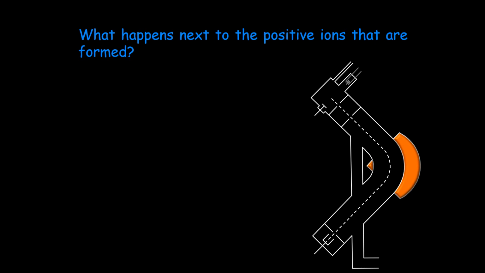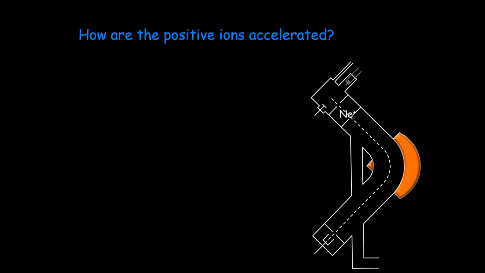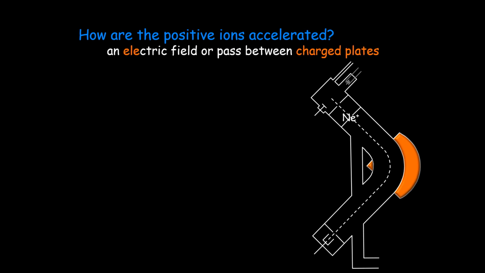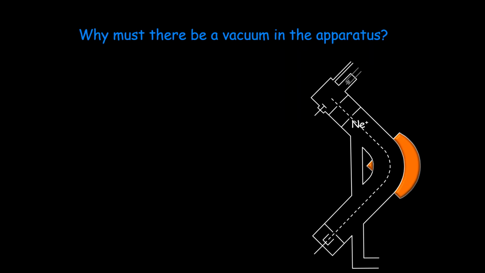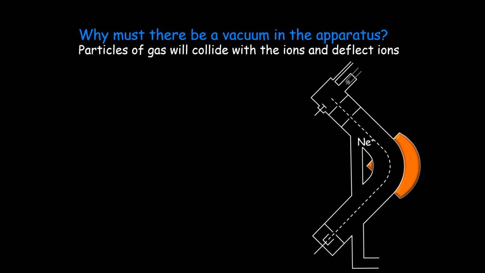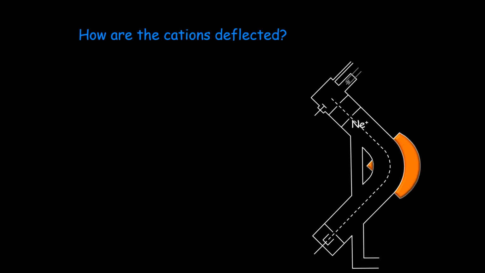Now, the positive ions that are formed get accelerated. They get accelerated by passing through an electric field or between charged plates. Now there must be a vacuum in the apparatus because otherwise particles of gas or air will collide with the ions and deflect the ions, so the ions don't move down the mass spectrometer in the direction that we wanted them to go. Now the cations are deflected by using a magnetic field.